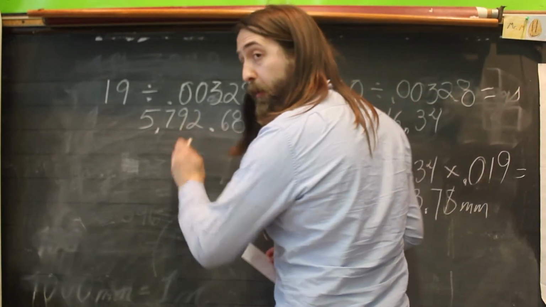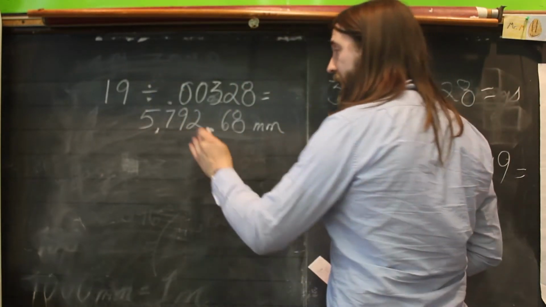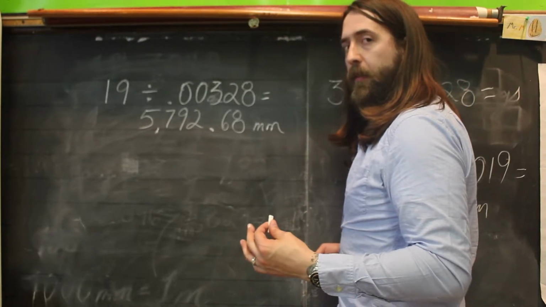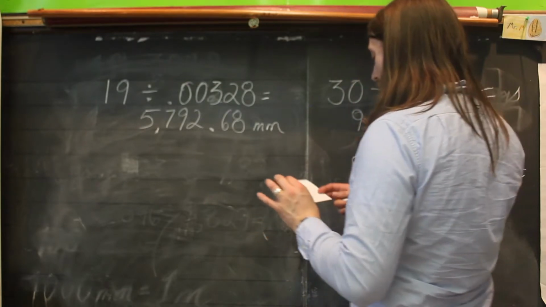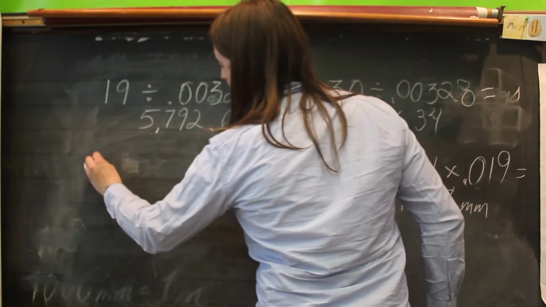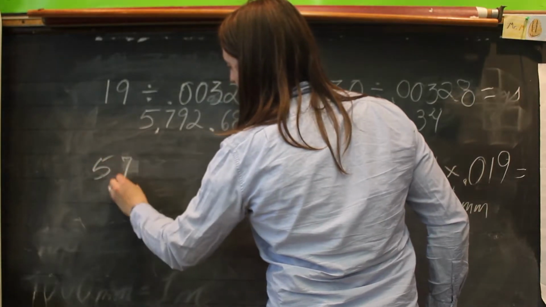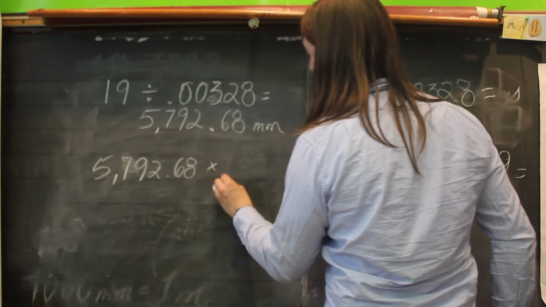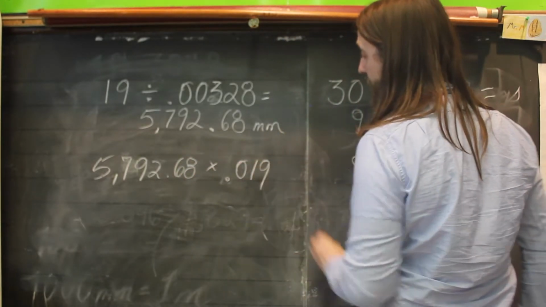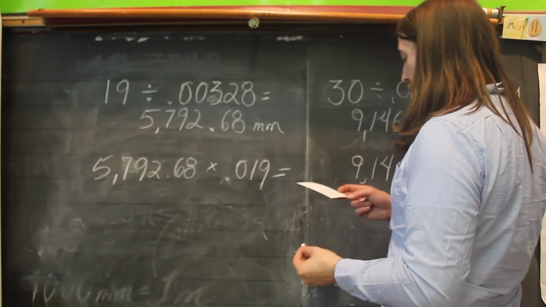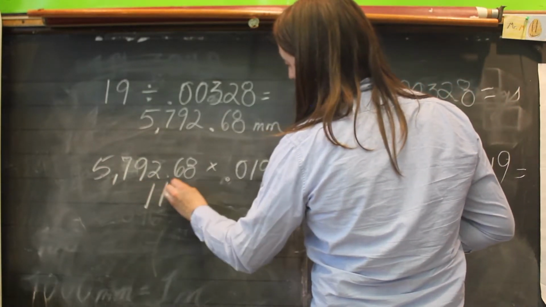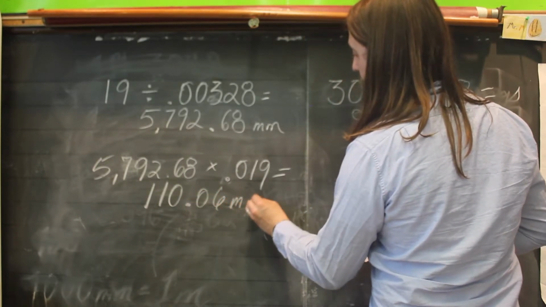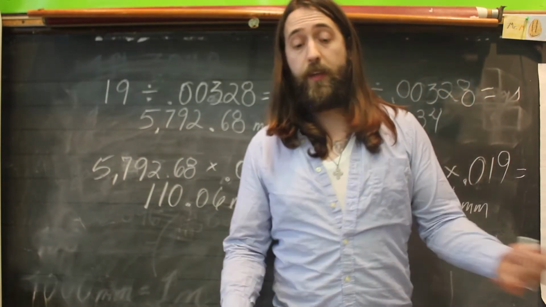Again, this is the number of millimeters for the real life statue. I want that put into scale with casual mail. That could be a title of a video, into scale with casual mail. And so we're going to take that 5,792 and 68 hundredths, and we're going to multiply it by 19 thousandths. And that gives us a total height of 110 and 6 hundredths millimeter. And so now we have all of our heights.